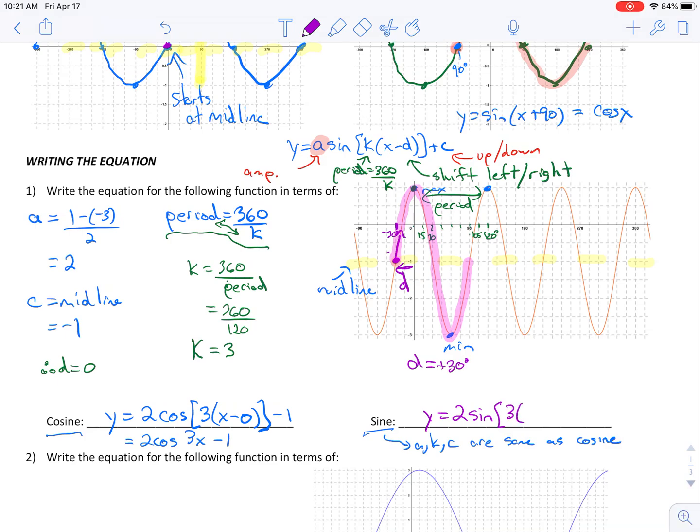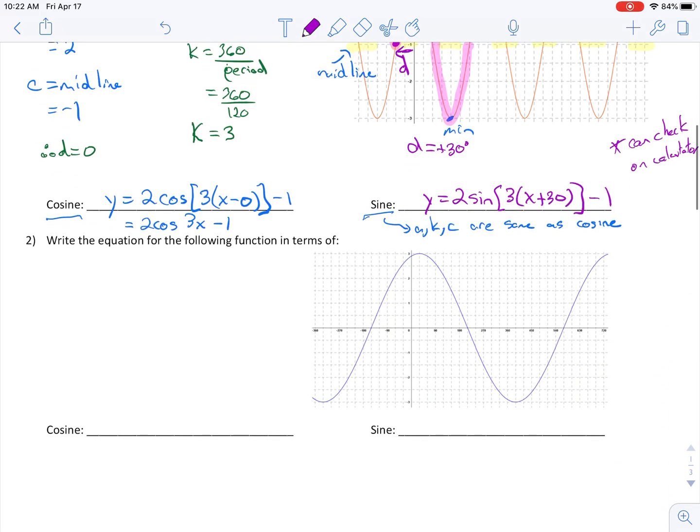So overall, my equation will be y equals 2 sine 3, and then I put the x, and because I'm going left, I put +30, like that, and then -1. And so you can put that in. You can check this on your calculator if you want. You'll have to change your window settings. If you press window, and then there's a trig button that will give you a good range, or domain, for that.